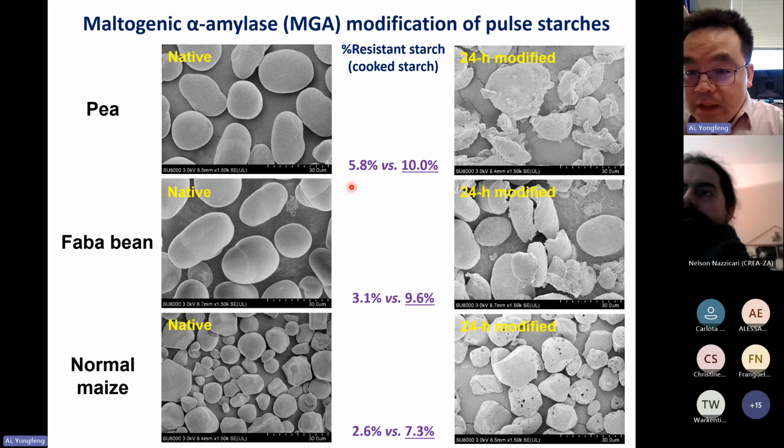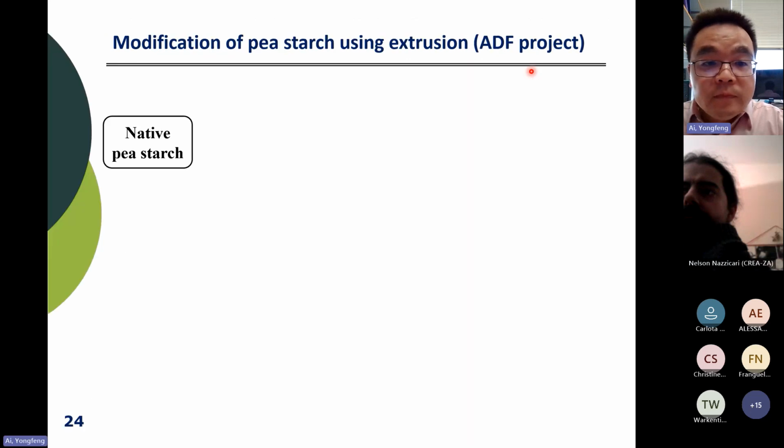You can see for the pea, the resistant starch content doubled. Then for the faba bean, it tripled, and then for the normal maize, also tripled. As I already shared with you, the definition of a resistant starch. Actually, if we look at the carbohydrate nutritional value, the modified starch will have a better nutritional value. And this is for the enzymatic modification.